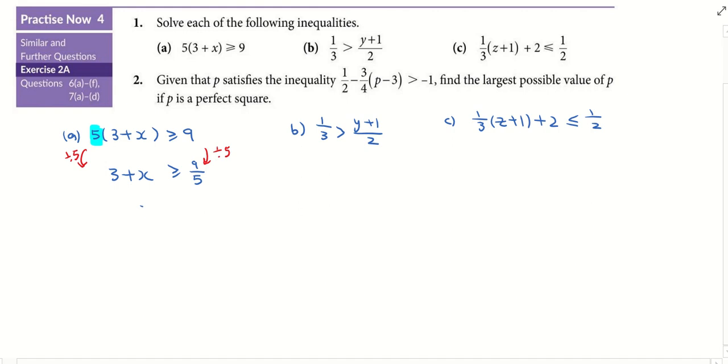And now, how do I solve for x? I will take care of the 3, bring it over to the other side, it becomes minus 3. So, the sign doesn't change again. 9 over 5 minus 3 is actually negative 1.2. And I've solved for x.